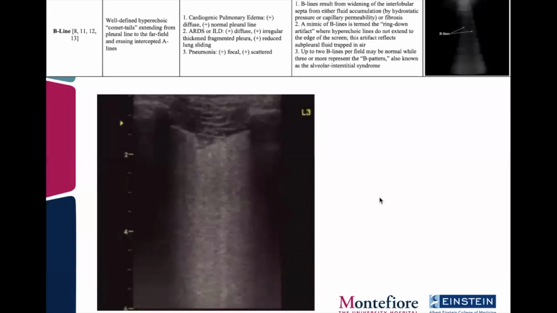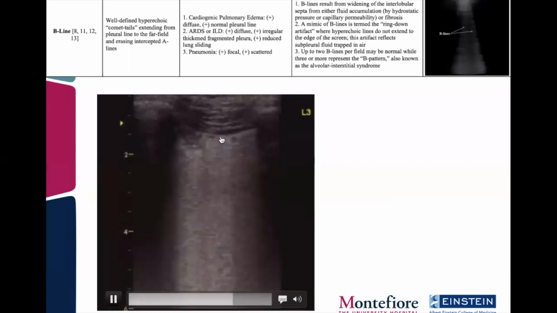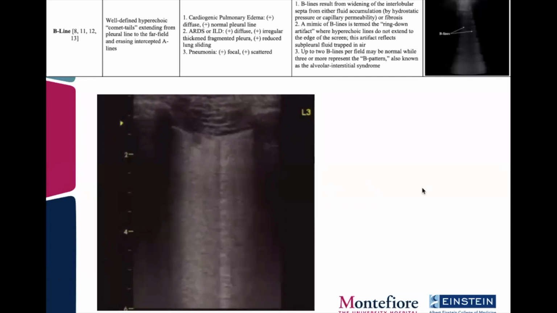Contrast that with what we're seeing here, which are also B lines, but with a pleura that's highly inflammatory, thickened, and reduced in sliding, with a subpleural consolidation. It's clearly different from the pleural line with B lines we just saw, and this finding can be seen with ARDS, interstitial lung disease, or infectious pneumonia.